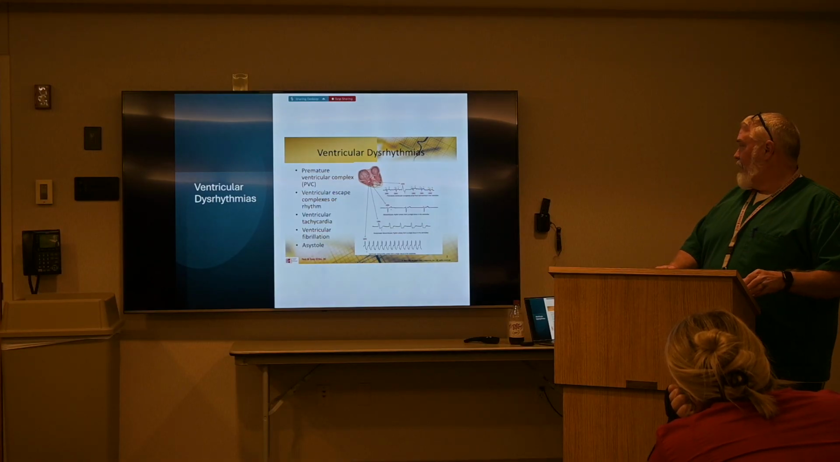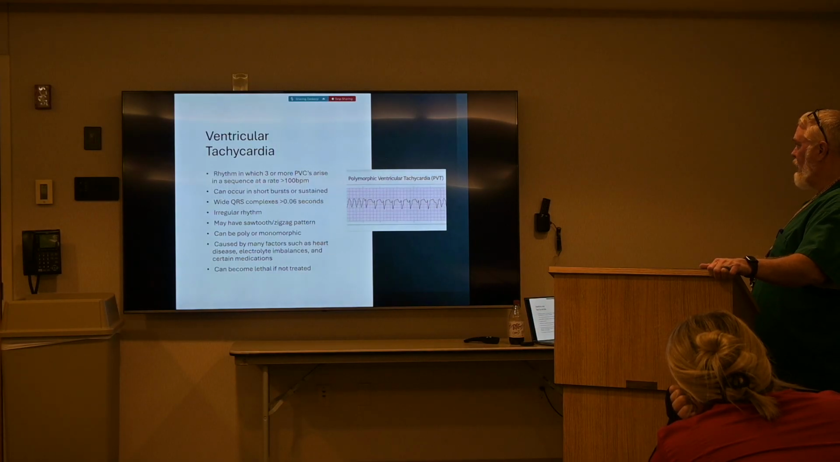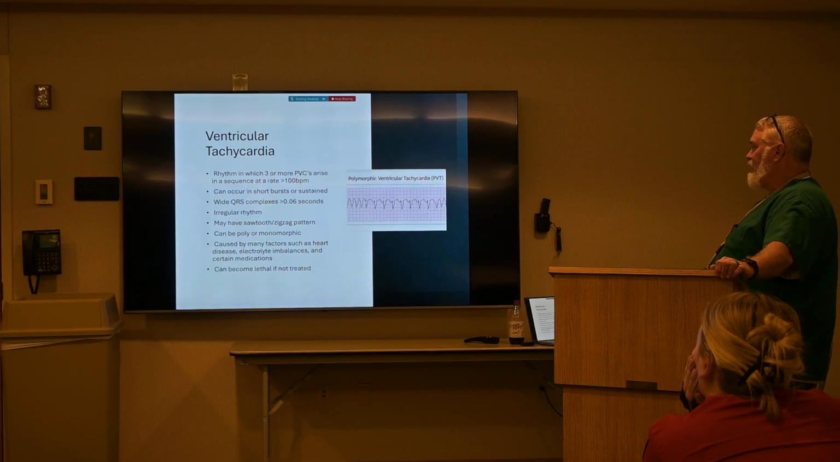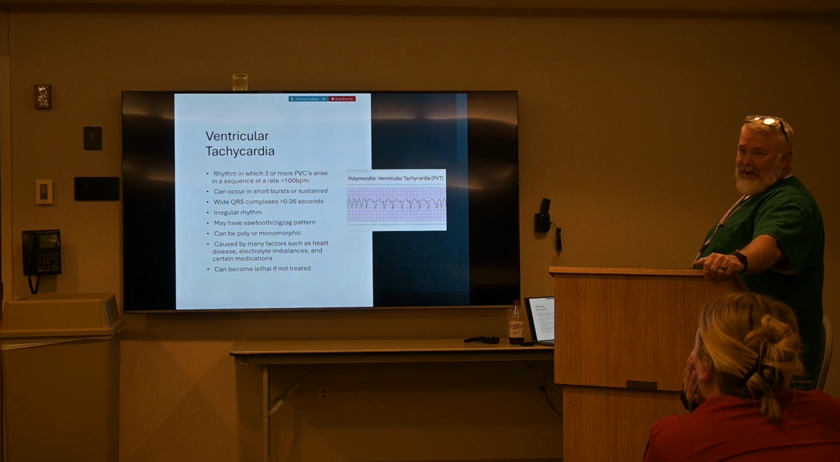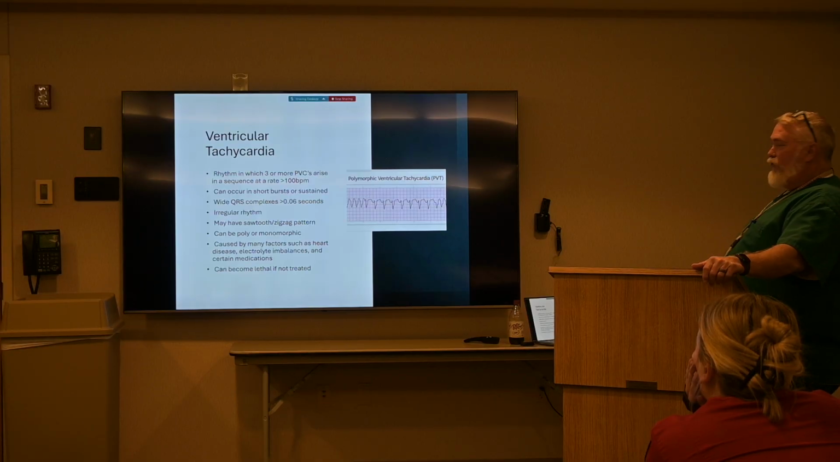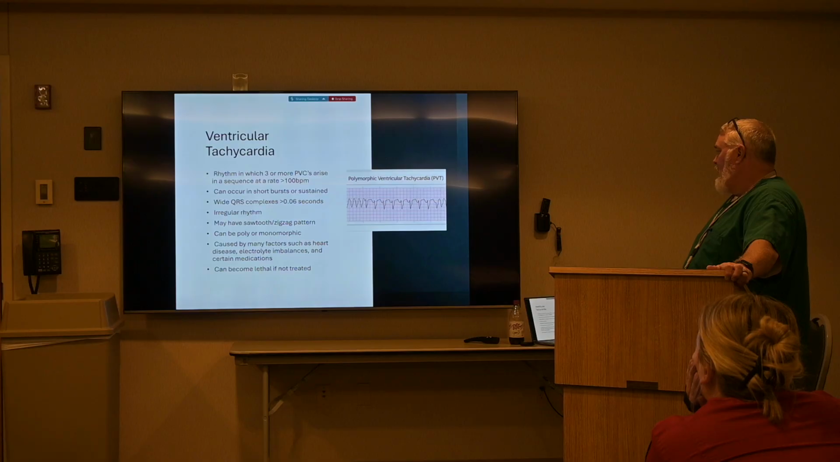So ventricular dysrhythmias: PVCs, ventricular escape complexes, VTAC, VFib, and asystole. Ventricular tachycardia is a rhythm in which 3 or more PVCs arise in a sequence at a rate greater than 100. It can occur in short bursts or can remain sustained. If it's sustained, your cardiac output will eventually go down to nothing and they will code on you. So you do not want people in VTAC very long. The QRS complex is usually greater than 0.06 seconds. It's an irregular rhythm, although a lot of times it will look regular.